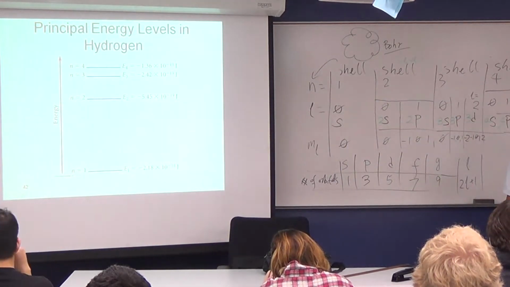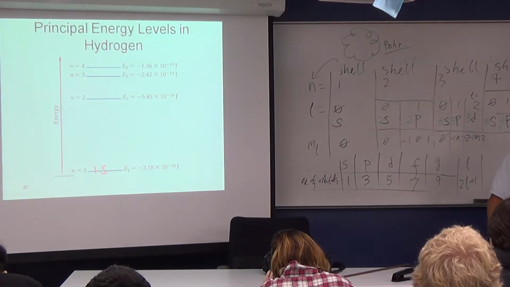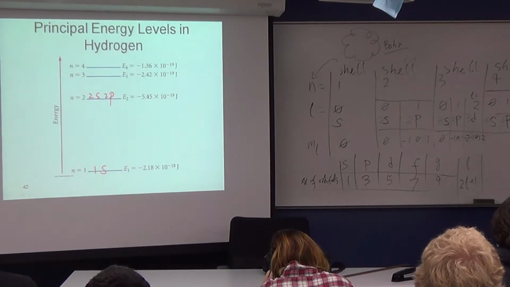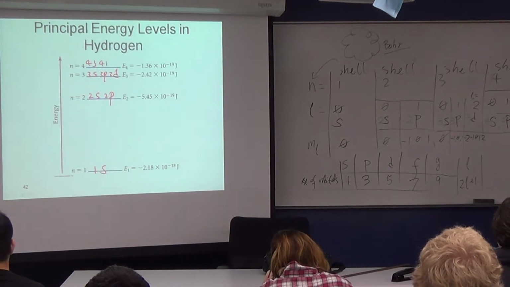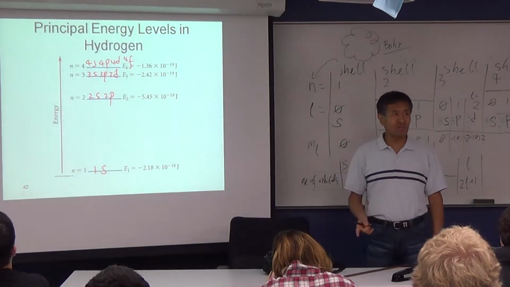Understand? So for any atom, you will have 1s. For any atom, you will have 2s and 2p. For any atom, you have 3s, 3p, and 3d, and 4s, 4p, 4d, and 4f. But only for the hydrogen atom or the H-like atom do they have the same energy.